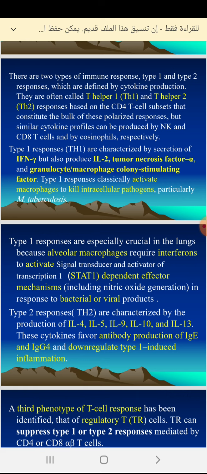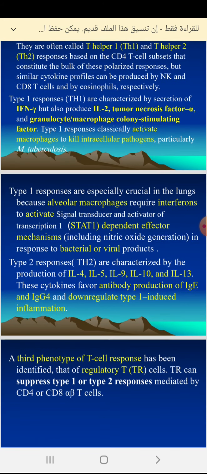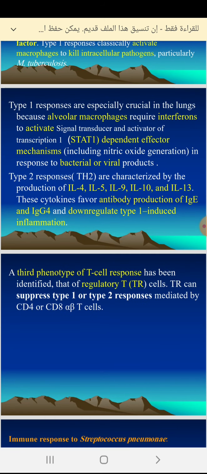Type 1 responses, T helper 1, are characterized by secretion of interferon gamma, but also produce interleukin 2, tumor necrosis factor alpha, and granulocyte macrophage colony stimulating factor. Type 1 response classically activate macrophage to kill intracellular pathogen, especially Mycobacterium tuberculosis.